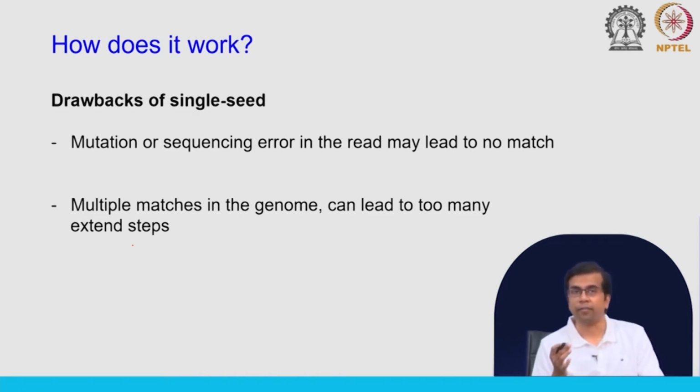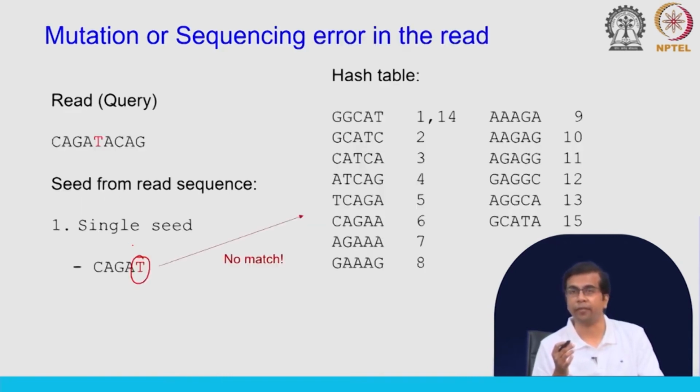There is another disadvantage. If a single seed matches to multiple positions in the genome, as we have seen it can, for example, this seed here can match to 1 and 14, 2 positions. You now have to do this extend and align for both of these positions and see which one actually aligns better. The alignment part is a time consuming process, and if you have to do this for more than 2, or 5 or 7, that will actually take up time.